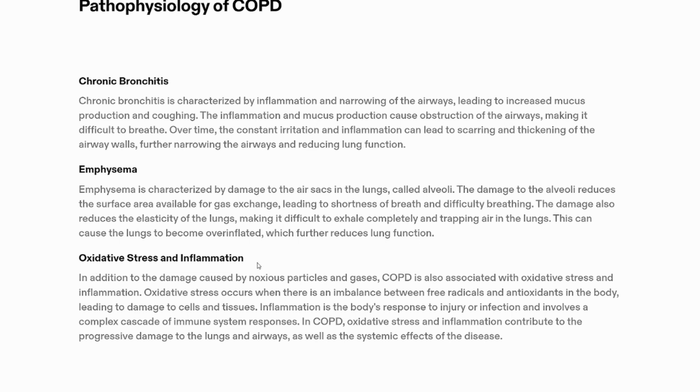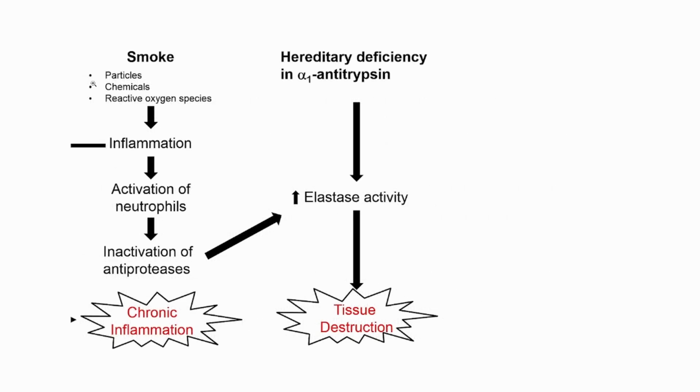Oxidative stress and inflammation. If damage is caused by any noxious particles and gases, it occurs as an imbalance between the free radicals and antioxidants in the body. So it leads to damage to the cells and tissues. Due to the oxidative stress, in the body's response, inflammation takes place. Due to exposure to smoke particles, chemicals or reactive oxygen species, the inflammation will take place.